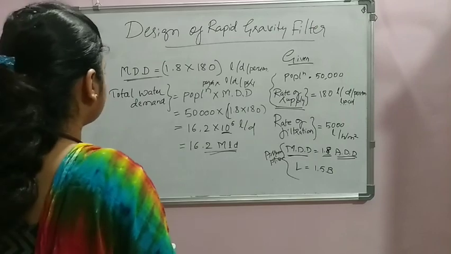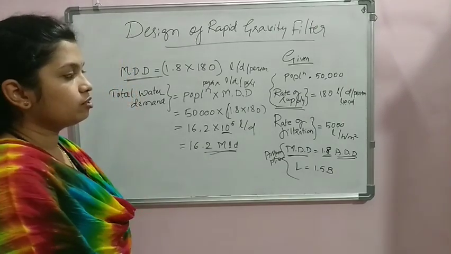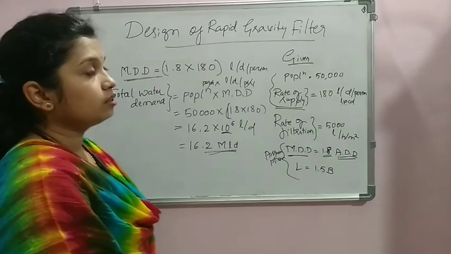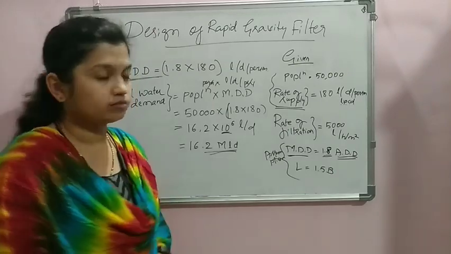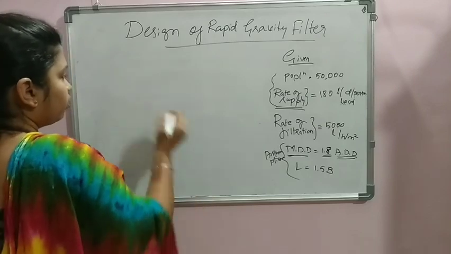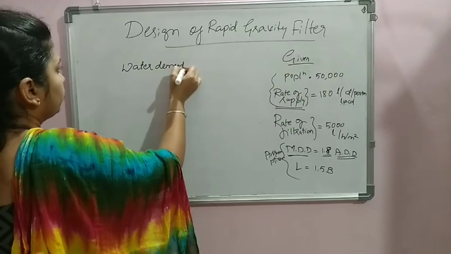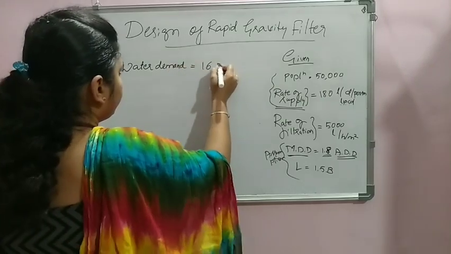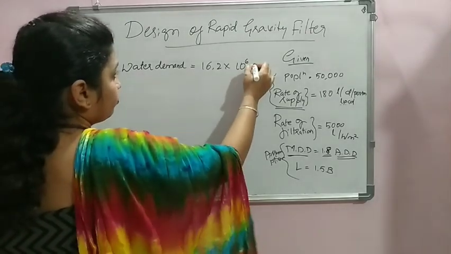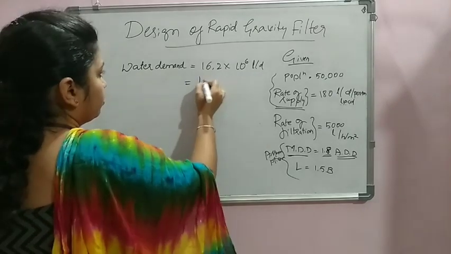Okay, so this is the amount of water for which we have to design a filter. So next, let us check, the rate of filtration is already given in liters per hour per meter square. Let us check next, can we calculate the total surface area? So the water demand what we got, which is equal to 16.2 into 10 raised to 6 liters per day. So let us convert it into per hour.